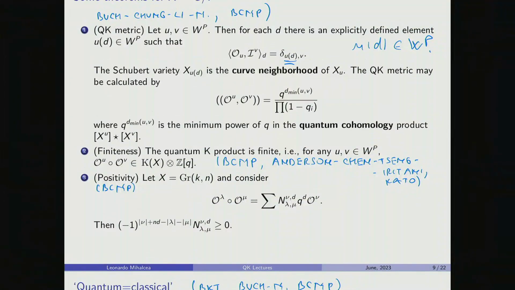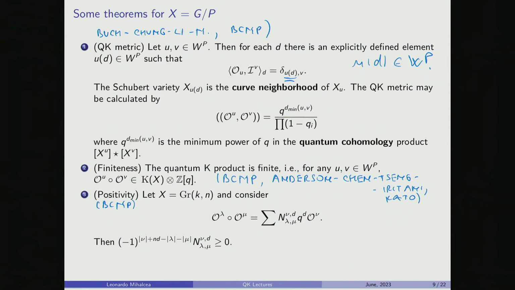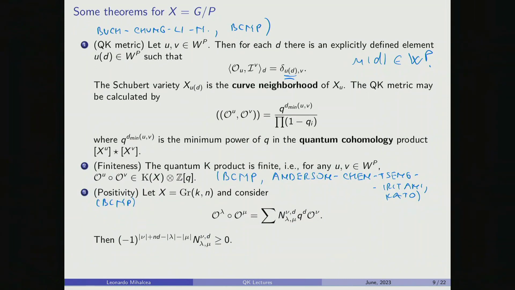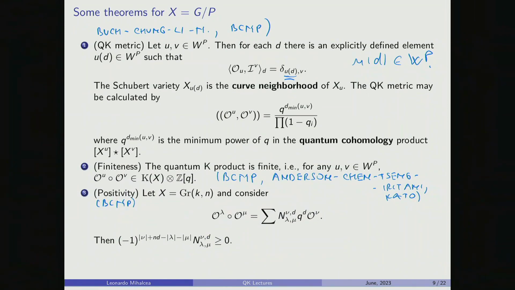So the finiteness of quantum K theory has been proved. For Grassmannians, it was proved in maybe 2013-ish, the BCMP, so Anders, Chaput, Perrin, and myself. And then for all the G mod P's, it was proved by Dave in joint work with Linda Chen, Tseng, and Iritani, and also proved by Kato using different methods. So, okay, we know that the product is finite, although I'm going to keep sticking to my power series.